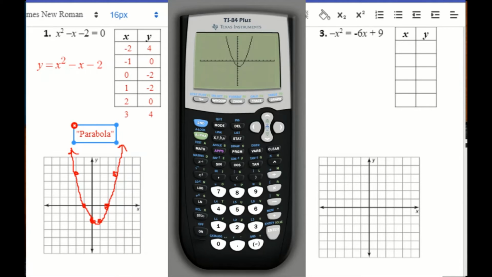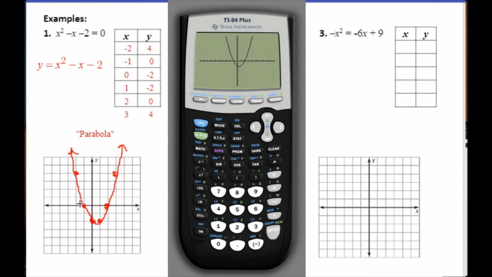Now they might be upside down, so they might be like an upside down U, but the same basic shape will hold. In other words, it'll take on this kind of U shape. Now once you have it graphed out, we're going to identify the x-intercepts. So you might notice we've got an x-intercept right here and one right here, at -1 and 2.